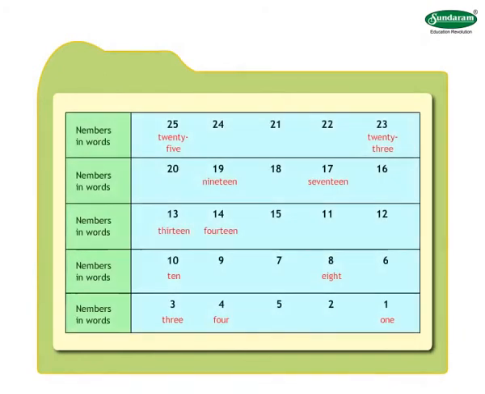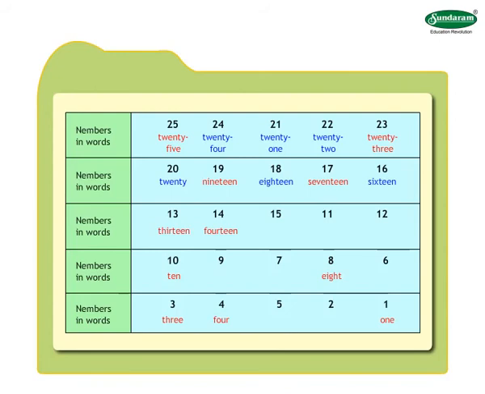See the table alongside. Let us fill the required numbers in words in the given boxes. 24 is written in words as TWENTYFOUR. 21 is written as TWENTYONE. 22 is written as TWENTYTWO. 20 is written as TWENTY. 18 is written as EIGHTEEN. 16 is written as SIXTEEN.